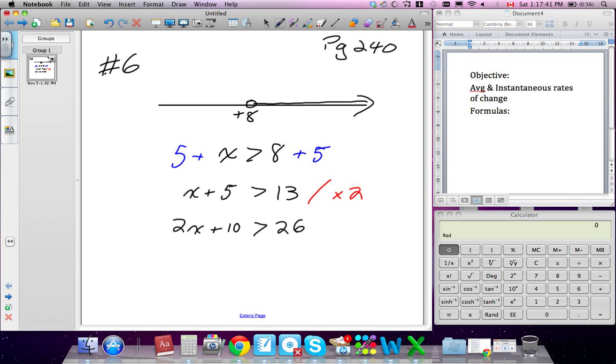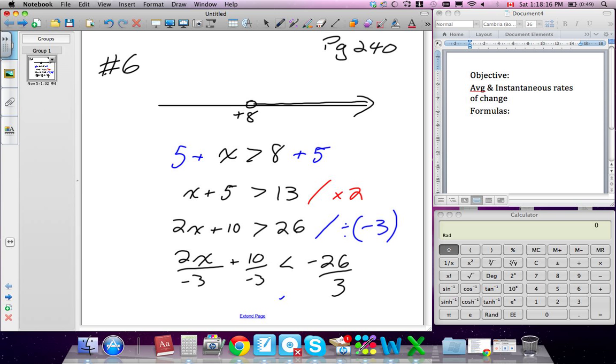Now the only time, have you guys learned about when this sign will flip? Yeah, when you divide by a negative. Or multiply. Yeah. Whenever we multiply or divide by a negative, so let's say in this case we've decided that we're going to divide this by negative 3. We'll just leave it in fraction form. So we're going to divide by negative 3. What ends up happening is we have 2x over negative 3 plus 10 over negative 3 is less than negative 26 over 3. We end up flipping the sign to keep the inequality true. Okay? Those are essentially all the rules to inequalities.